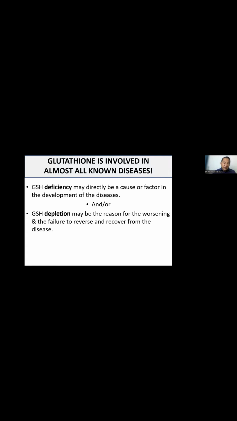When you look into the studies of glutathione and almost any disease, you will find a correlation, a role of glutathione. Glutathione deficiency may directly be a cause or factor in the development of the disease, or glutathione depletion may be the reason for the worsening and the failure to reverse and recover from the disease. It may not be the cause of the starting, but it may be the reason why your body cannot reverse the disease. So glutathione is crucial for the maintenance and promotion of health of all our organs.